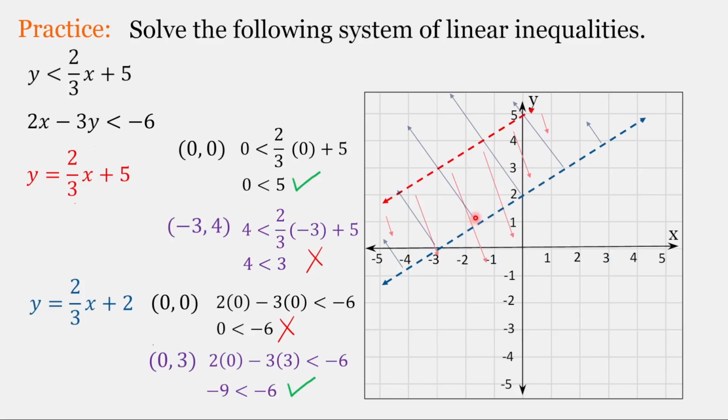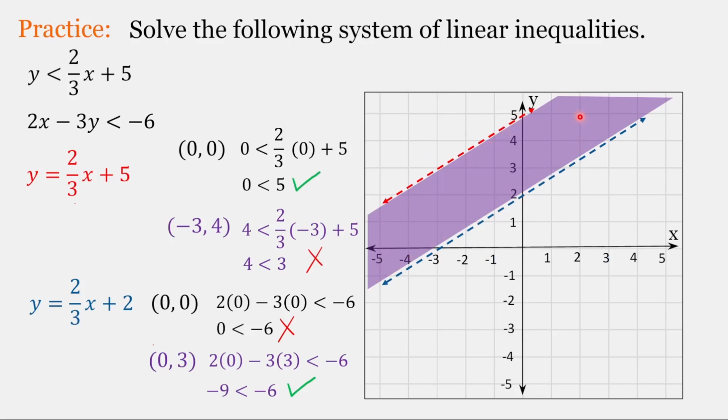boundary line. The solution to this system will be the region where these two inequalities overlap. So that's the region between these two boundary lines. And then this region is the solution to this system of linear inequalities. It is the graph of this system.